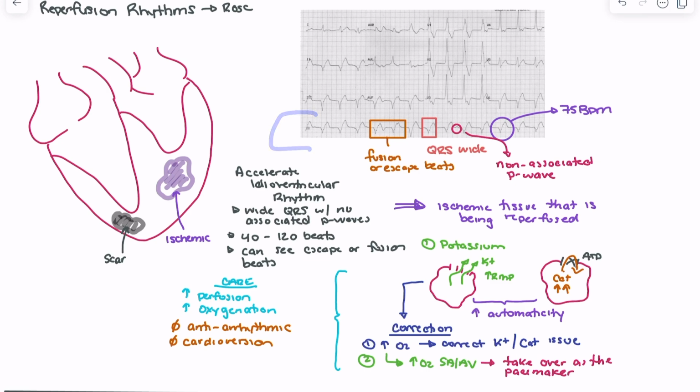Rate is important. 40 to 120 is typically going to be accelerated idioventricular. And if it is accelerated idioventricular, we want to start thinking about what is the cause. If it is reperfusion for this patient, then oxygenation and blood pressure support are going to be the critical things we want to do. We don't have to rush to something like an antiarrhythmic, which can make them worse. We definitely don't have to rush to something like cardioversion, which is likely not going to play a role here.